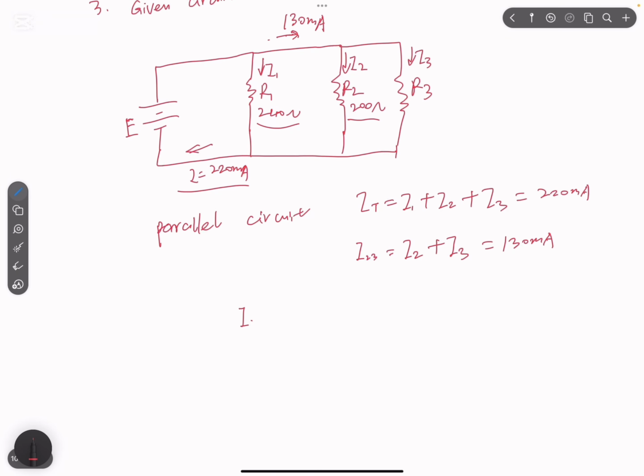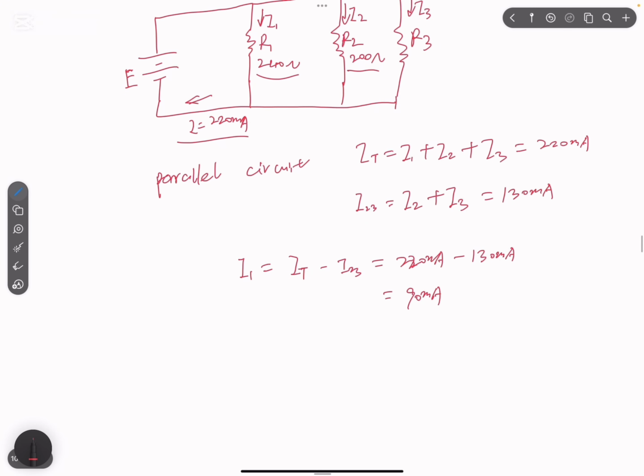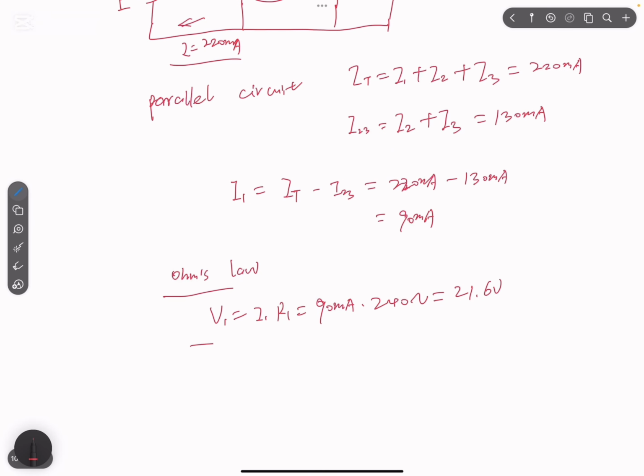So from there, we can get I1 equals IT minus I23, which is 220 milliamps minus 130 milliamps. That will give us 90 milliamps. So that's the current for I1. By using Ohm's law, we can get the voltage for R1. So V1 equals I1 times R1 equals 90 milliamps times 240 ohms. That will give us 21.6 volts. And since it's a parallel circuit, the voltage is the same everywhere, so E equals V1 equals V2 equals V3.